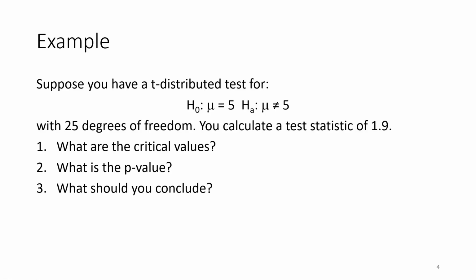So let's say we have a t-distributed test statistic, and we're testing the null that mu, the population mean, is equal to 5, versus the alternative that the population mean is not equal to 5. And let's say we have 25 degrees of freedom. We go through all the calculations and we come up with a test statistic of 1.9. So we have to determine what the critical values are, what the p-value is, and how we should make a decision. So let's see how this works.